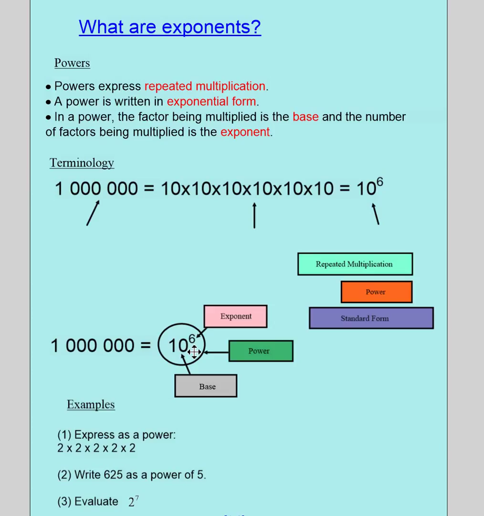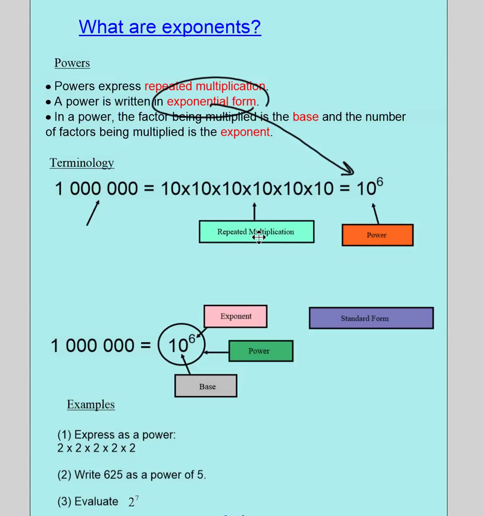So now that we know that, if we go back to the top, then that must mean that 10 to the 6 is called the power. It is also called exponential form. That's not one of the options, but 10 to the 6, this word here, exponential form, is also what 10 to the 6 would be. Repeated multiplication is when it's written out with 10 times 10 times 10, 6 times. And then the answer, what that equals, is called standard form. So standard form is really just a fancy word for what does it equal.